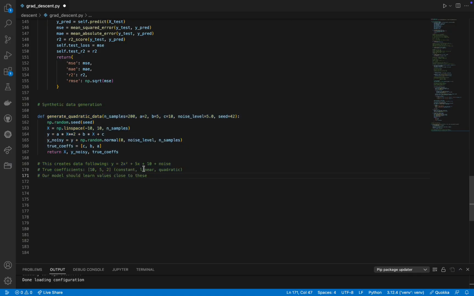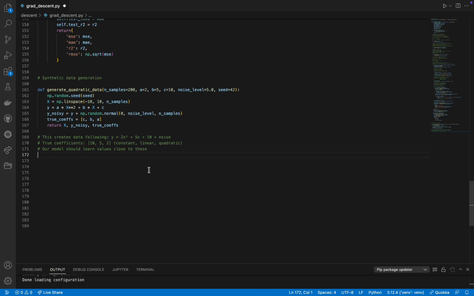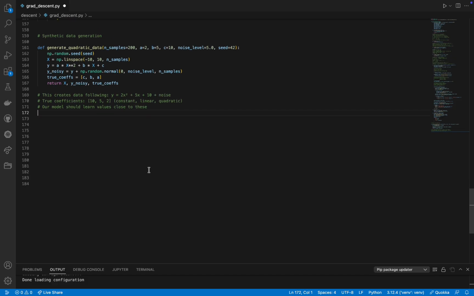Okay, so then we generate some synthetic data. It's going to be quadratic data. I'm not going to explain this function, but we just need this data to train.